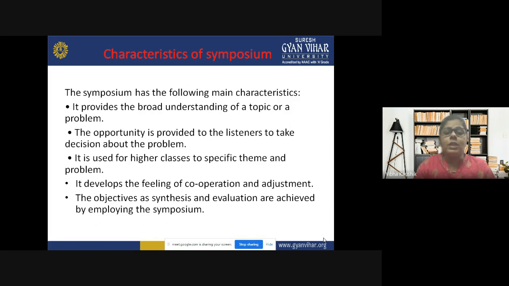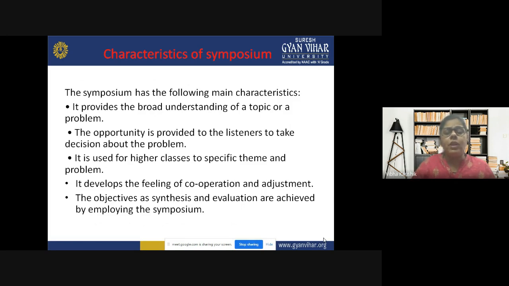The opportunity is provided to the listeners to take a decision about the problem, and the symposium is giving the opportunity to the listeners, those who are listening to that particular symposium, that they can take a decision about the problem on which the symposium has been conducted. It is used for higher classes for specific themes and problems, and the symposium can be used for higher class students for a particular theme and problem. It develops the feeling of cooperation and adjustment.